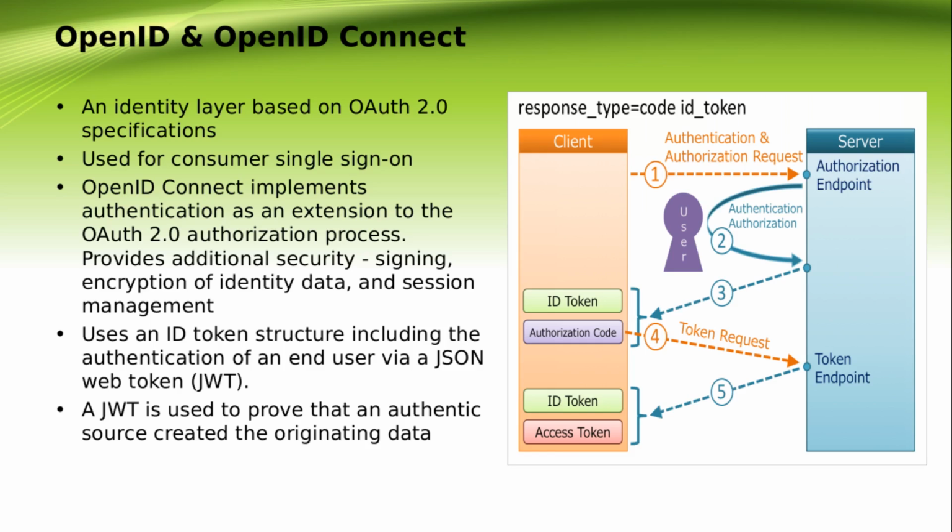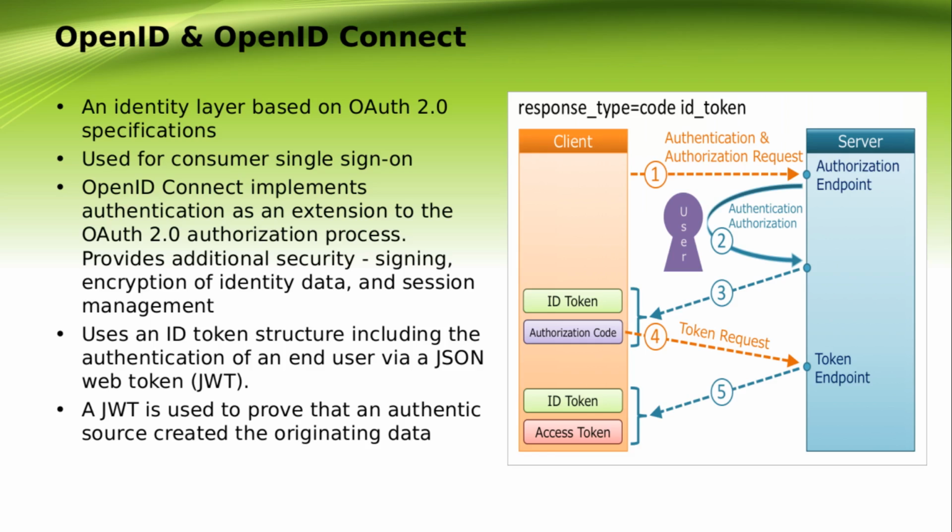So OpenID Connect is an identity layer based on the Open Authorization 2.0 specification that is used for consumer single sign-on. OpenID Connect is similar to the open standard OpenID, sponsored by Facebook, Microsoft, Google, PayPal, Ping Identity, Symantec, and Yahoo. In 2015, Google recommended switching from OpenID to OpenID Connect.